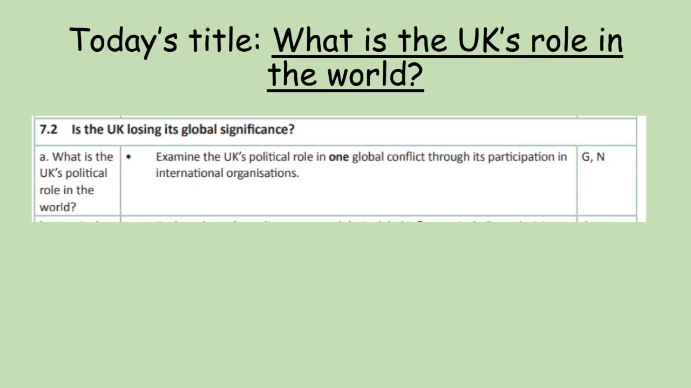Hello there, Year 10. Today we're going to be looking at what is the UK's role in the world. So we're going to be thinking about whether the UK is still globally significant. We're going to look at a global conflict and the role that the UK played in resolving the conflict.